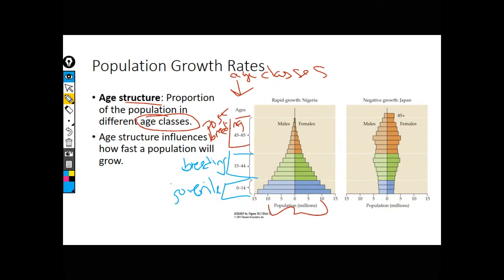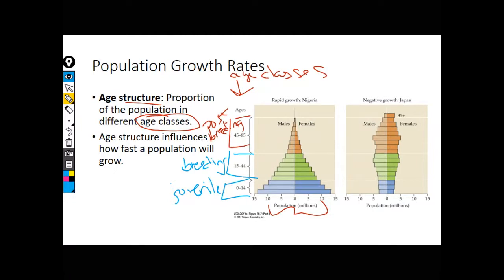Okay, so we're seeing a growing trend. Individuals that are breeding, adding to the population, are larger than those from the previous or older generation. If we think about this from a human standpoint, this also means those in the working class are a larger group than those in the retirement class. All right, now let's look at the negative growth box. If we look at Japan, we see an opposing story.